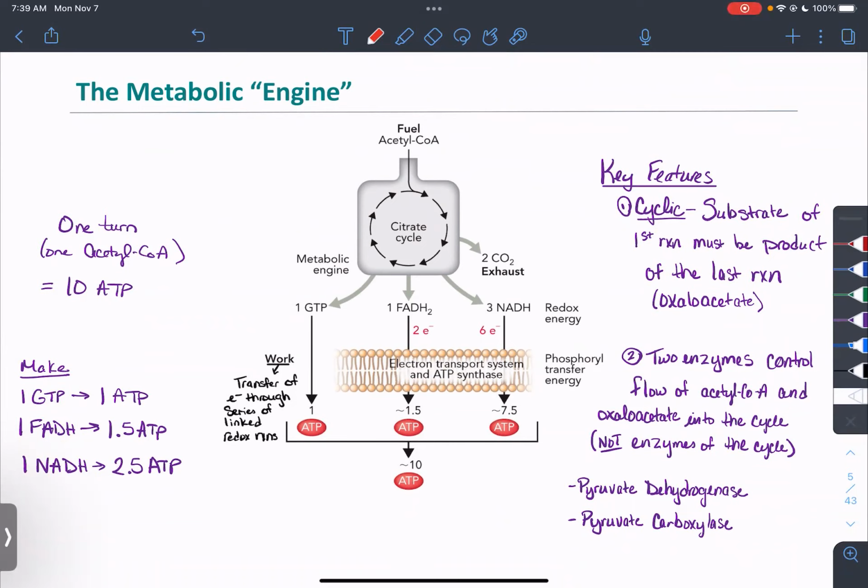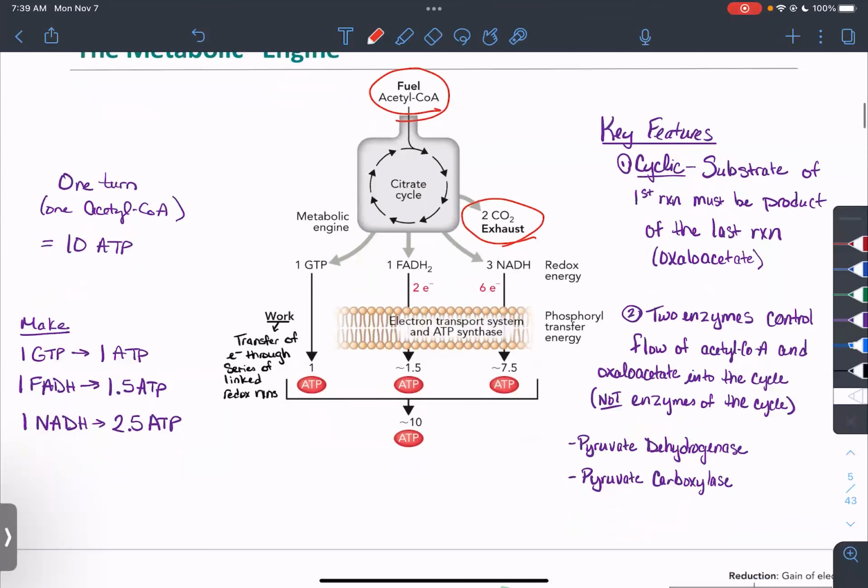So what do you put into the citrate cycle? Well, our fuel is acetyl-CoA. So that's what we're putting into the cycle. And what are we going to get out? Well, we're going to produce some kind of work, but we're also going to have exhaust because like a typical engine, you have things that are produced that you don't want. So the things that you don't want are carbon dioxide. But the three things that we make, we just said, were GTP, FADH2, and NADH. And those are our sources of power for redox energy.